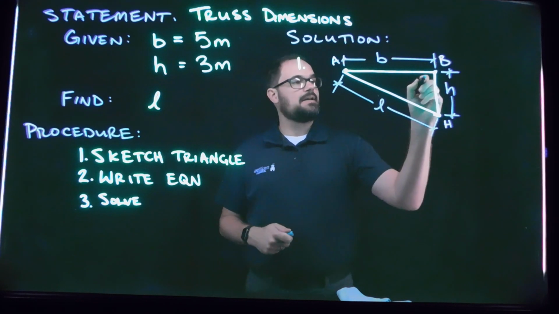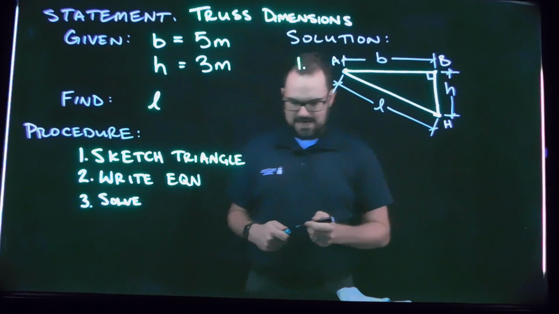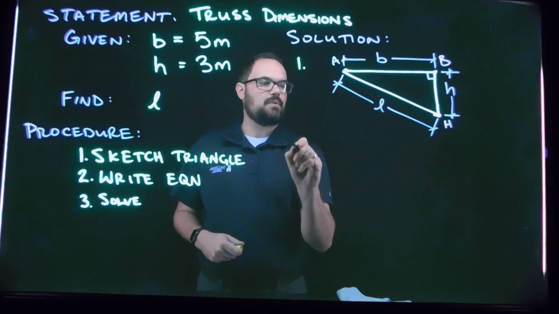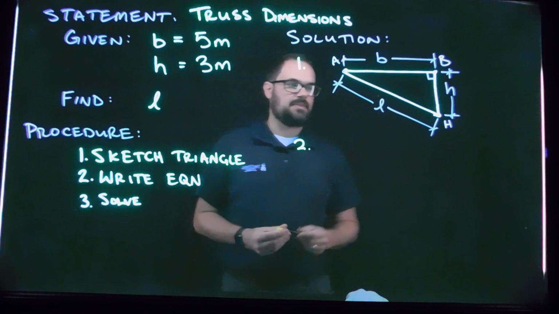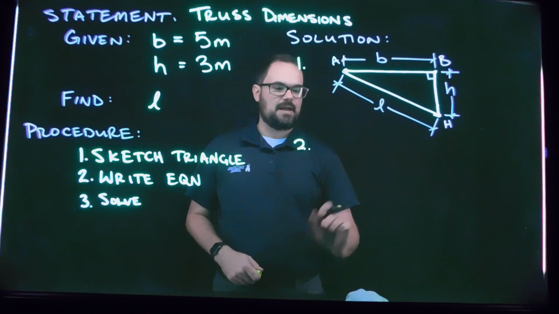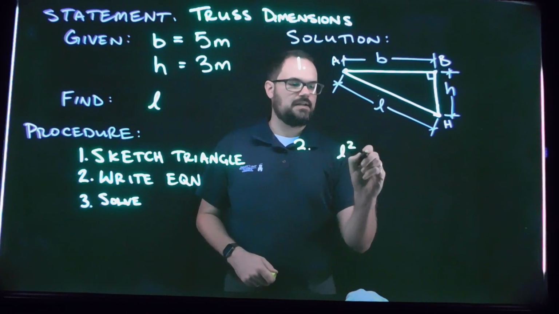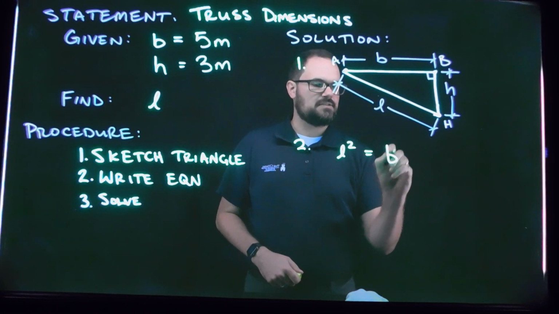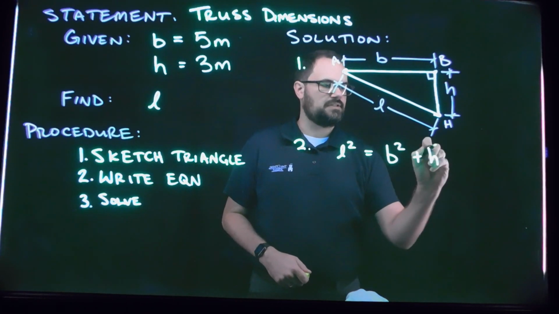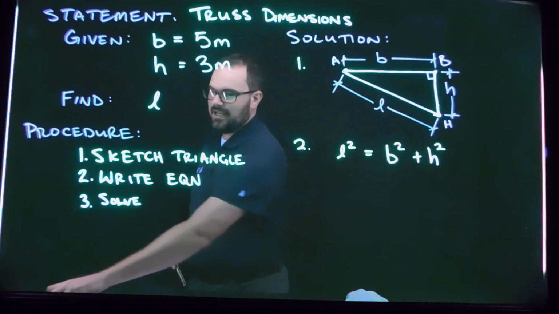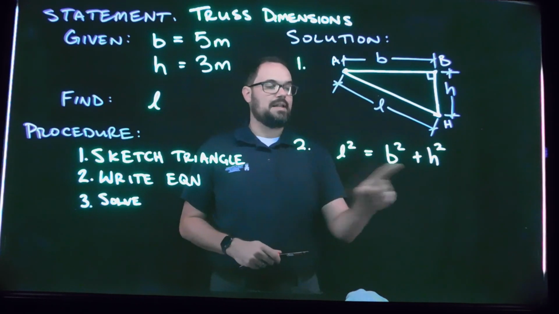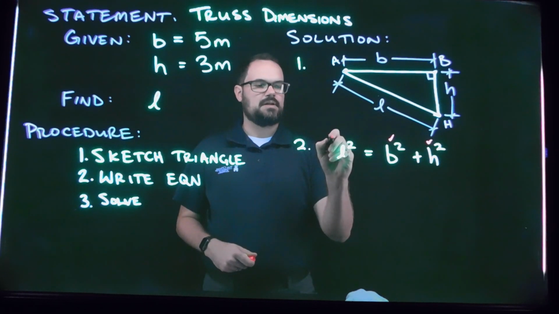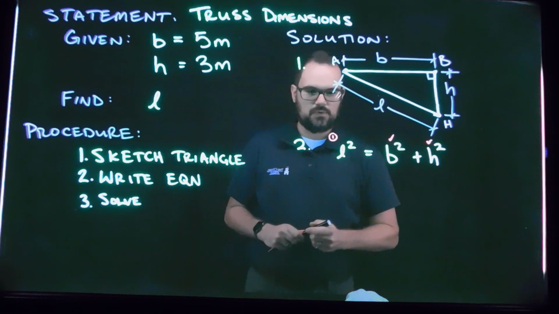We'll notice that when we do this, this comes out to be a 90-degree angle there. Because it's a 90-degree angle, we can write our equation. We can write the Pythagorean theorem. L is my hypotenuse, so L squared is equal to the sum of the squares on the other two sides, so B squared plus H squared. Now we're looking at one equation where we know both B and H, so all we have to do is solve for that one unknown L.